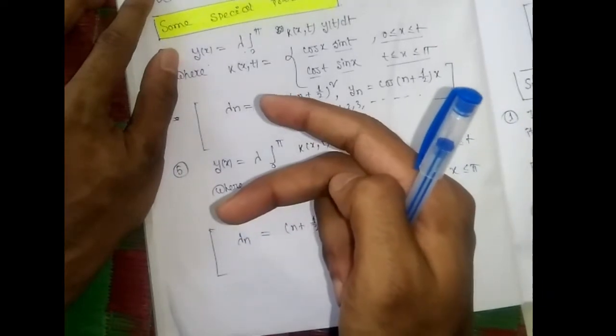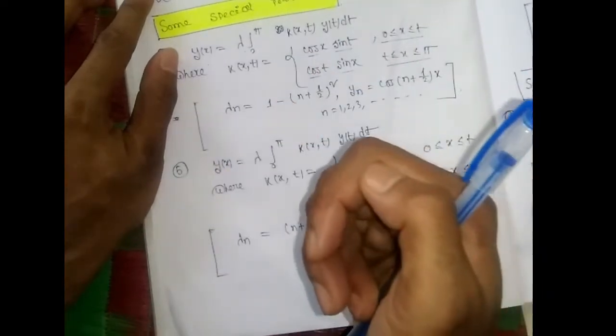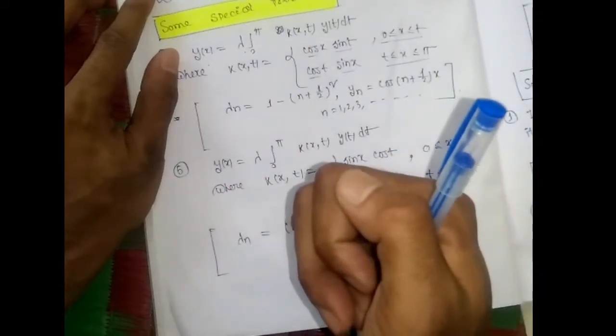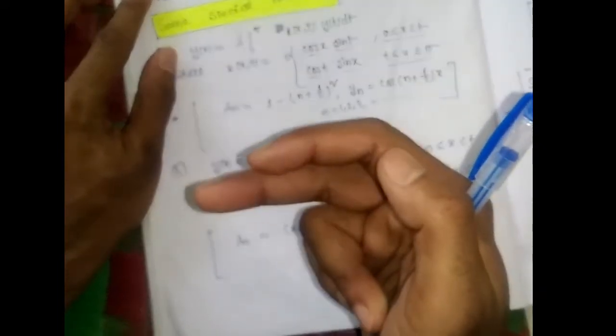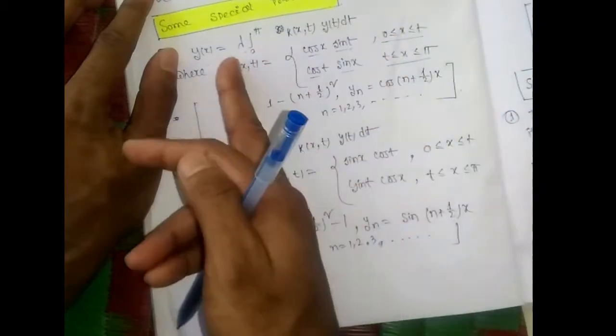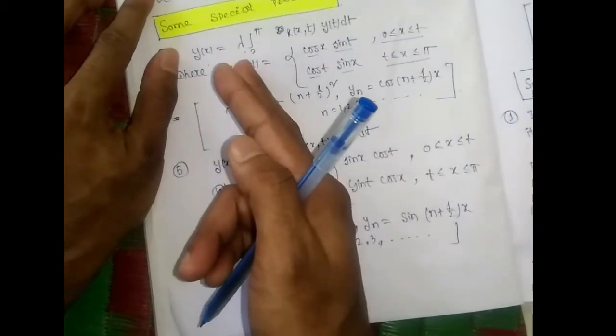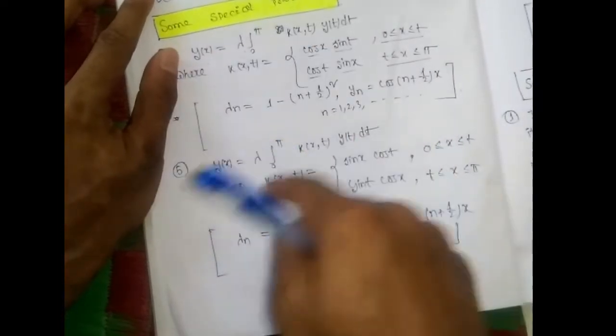We use Leibniz rule 2 times to get the Sturm-Liouville problem, and then put the values of lambda. There are 3 cases: lambda equal to 0, lambda greater than 0, and lambda less than 0, to get the Sturm-Liouville problem. This is very long.